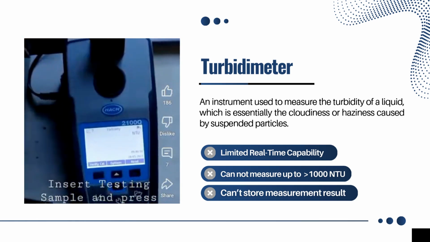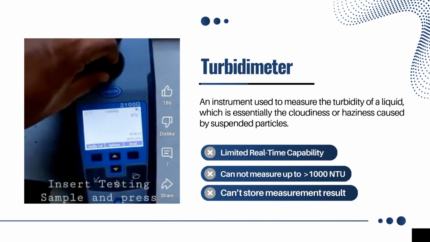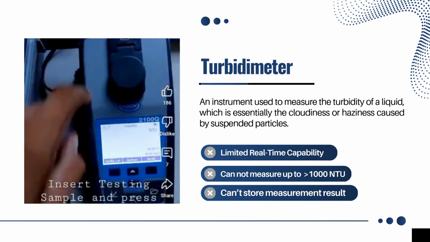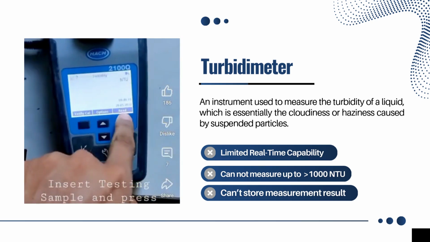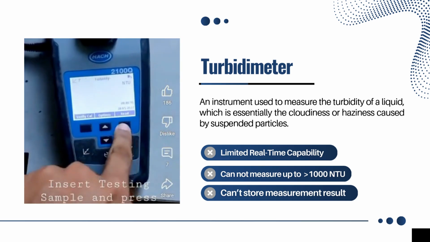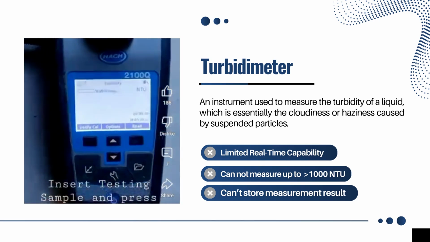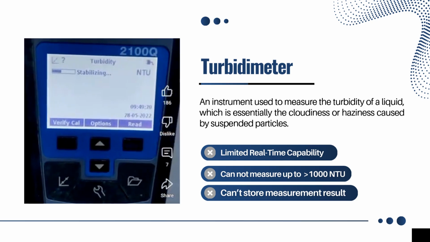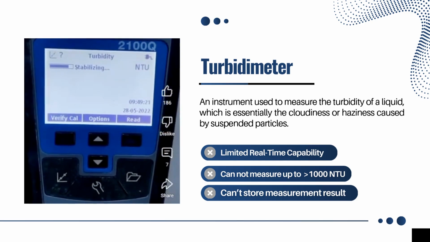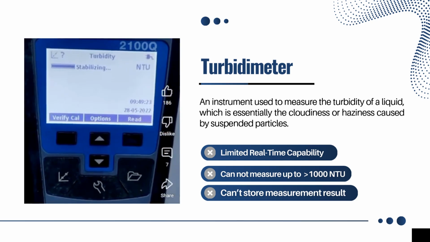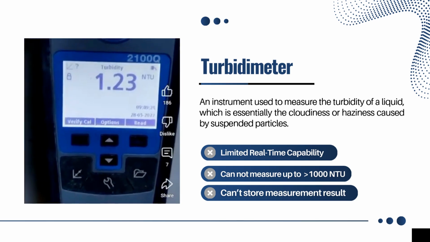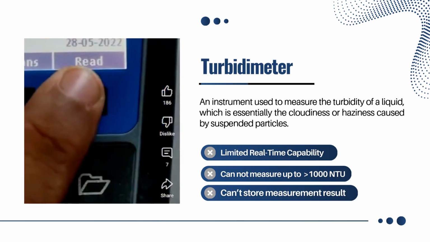Second, they struggle with high turbidity levels. Anything beyond 1000 NTU is often unmeasurable. Logically, the most polluted water sources can exceed this limit, forcing users to dilute or pre-treat the sample before testing, adding time and effort. Third, turbidimeters do not store data automatically. Users need to manually record results, increasing the risk of human error and data loss.